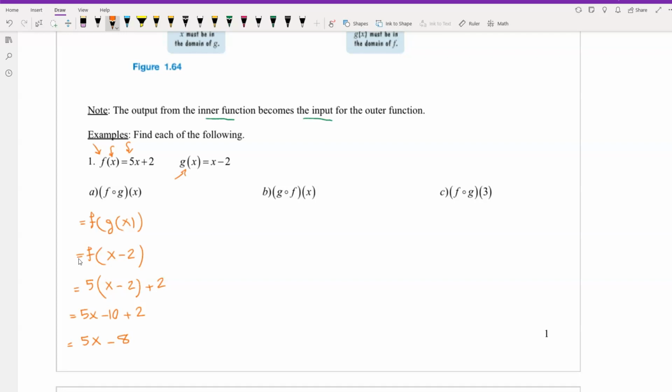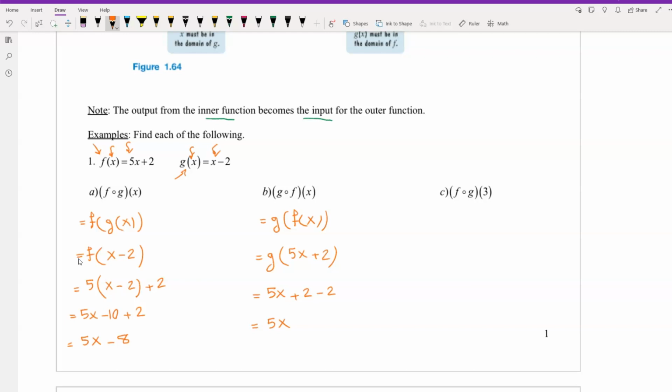Part B, g of f(x). Now the inner function is f. Instead, we have to use 5x plus 2. Then our outer function is g. So here instead of x, we have to use 5x plus 2. Starting from that part, we have x. So instead, we have 5x plus 2 and then minus 2. Combine like terms. So the answer is 5x.